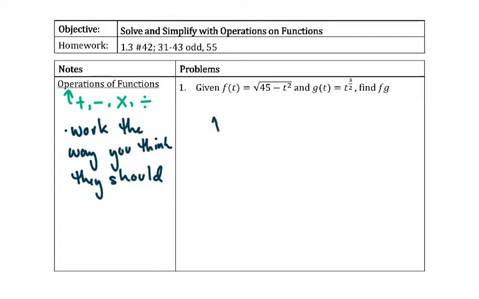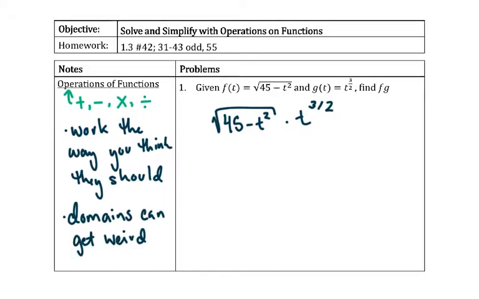Literally, you're going to say, okay, well, then that's the square root of 45 minus t squared times t to the 3 over 2. We're going to simplify that, but again, like I said, they work the way you feel like they should. Just put whatever operation you need in there and then simplify. I will warn you that sometimes the domains and ranges can get a little weird, and we're going to look at that in problem number 2. So let's start by simplifying number 1.